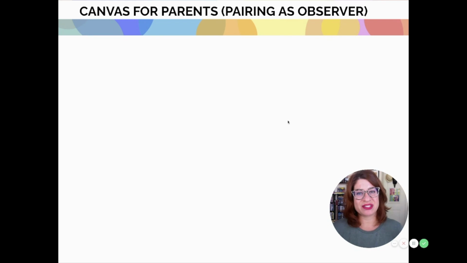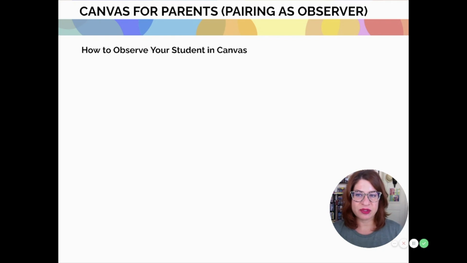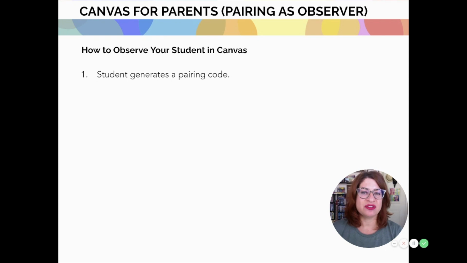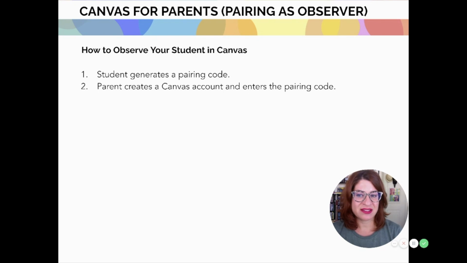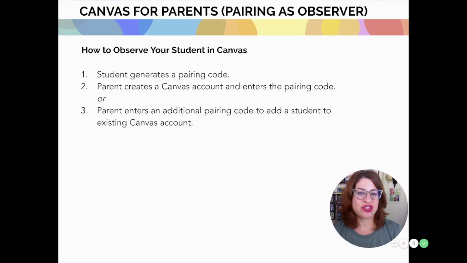All right, so I want to just take one more minute to talk about Canvas for parents and pairing as an observer. They're pretty straightforward instructions on this that I sent home, but real quickly, how to observe your student in Canvas. Number one, your student generates a pairing code, and they can do that in Canvas, in the settings in Canvas. I think they might even be able to do it on their phone. Next, the parents, that's you, create a Canvas account, and you enter the pairing code that you get from your kid.